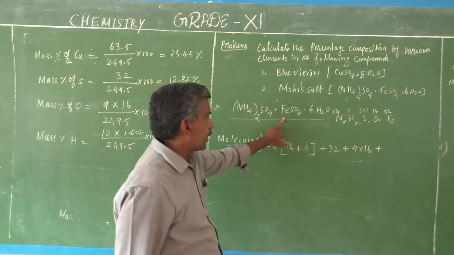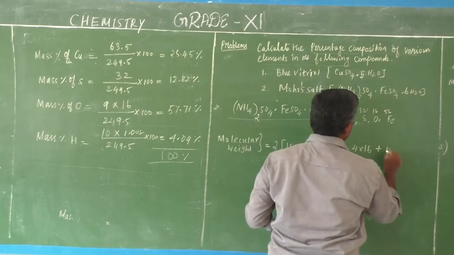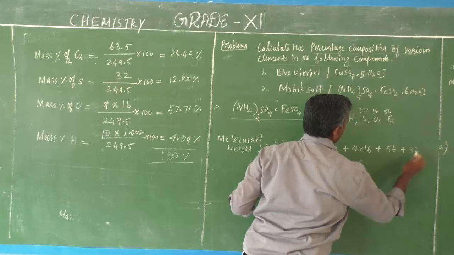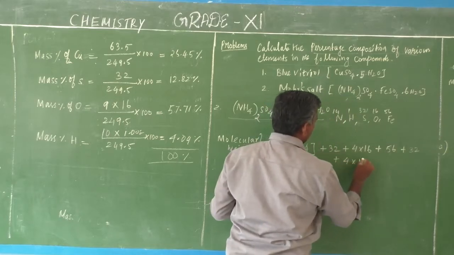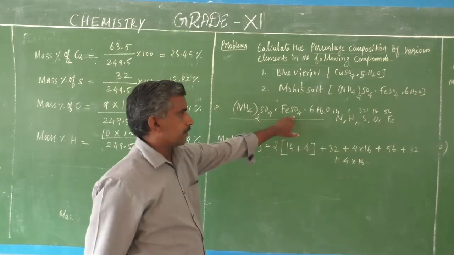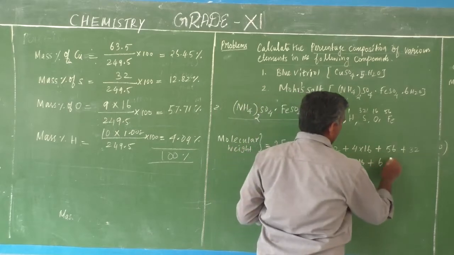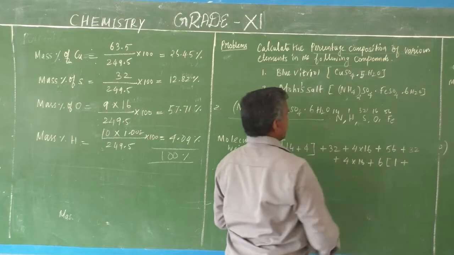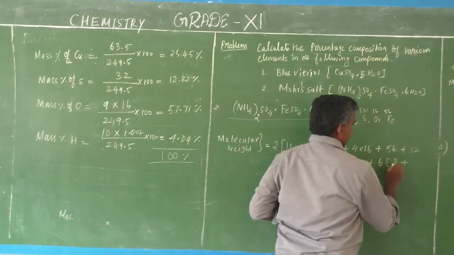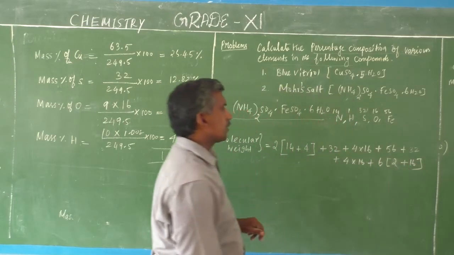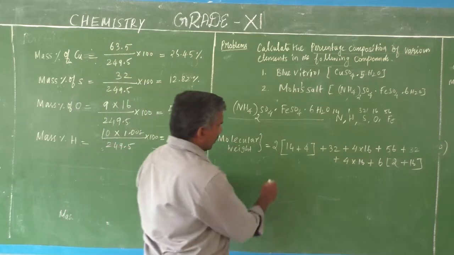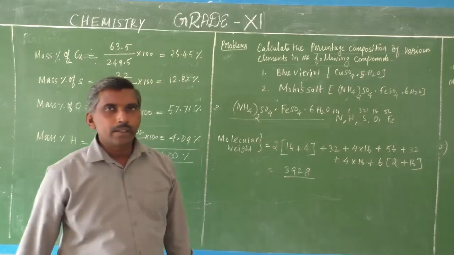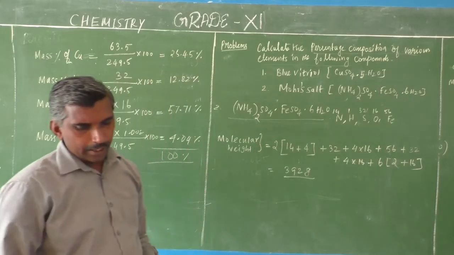Now ferrous sulfate, iron mass, what is the mass? Iron 56, only 1 iron present. Sulfur 32 plus 4 oxygen 16, plus 6 water molecules. Water molecule: 2 hydrogen, that is 2 into 1, plus 1 oxygen 16 mass. So you add, total mass 392 grams. Completely add, the molecular mass of Mohr's salt is 392 grams.